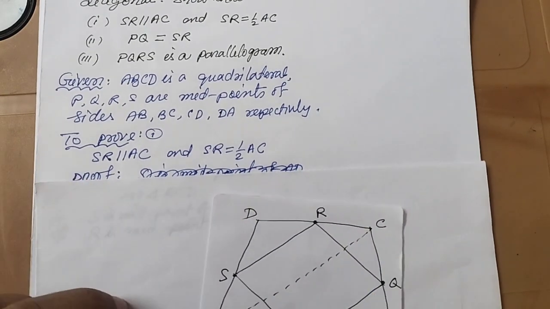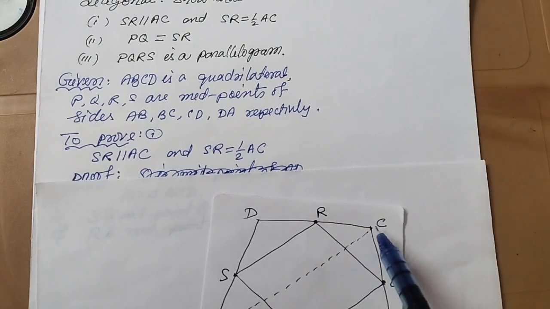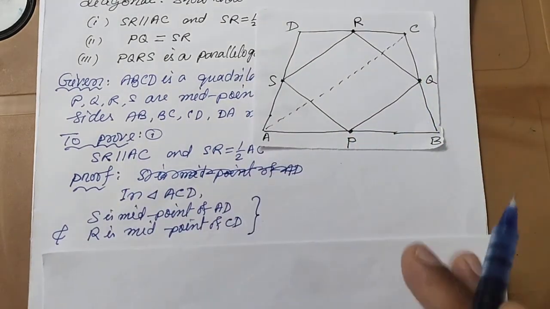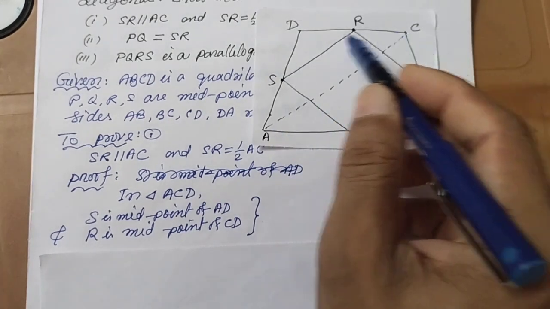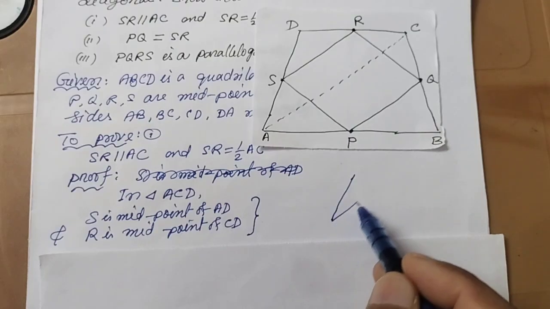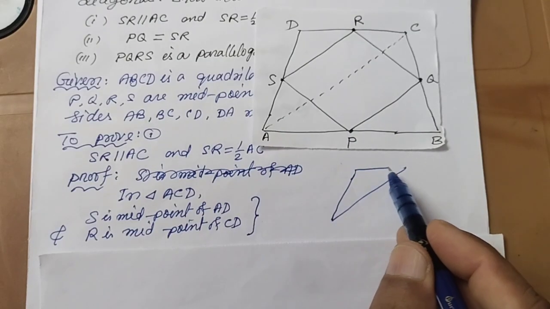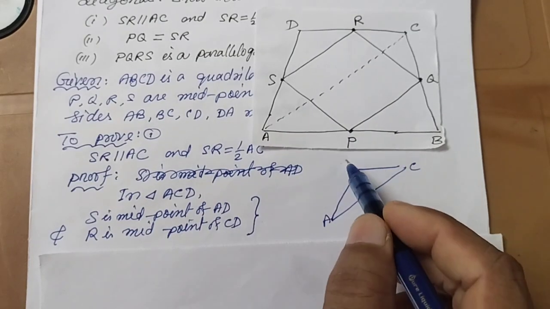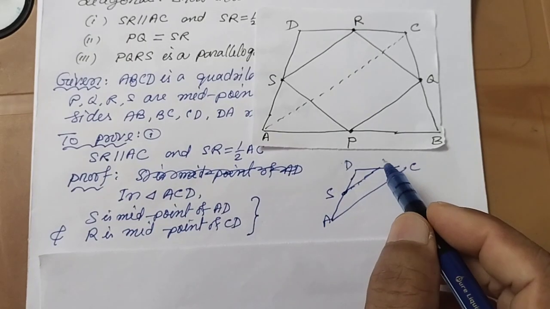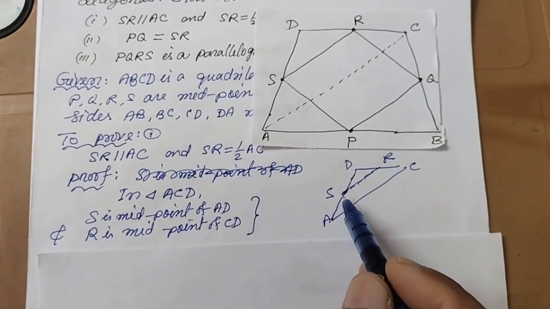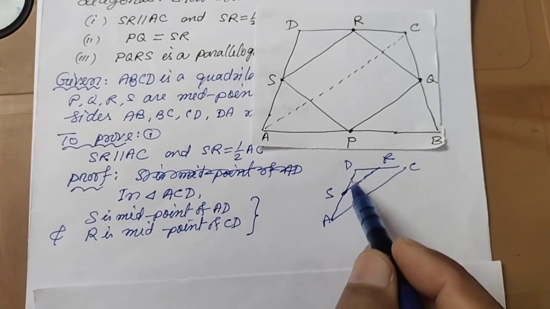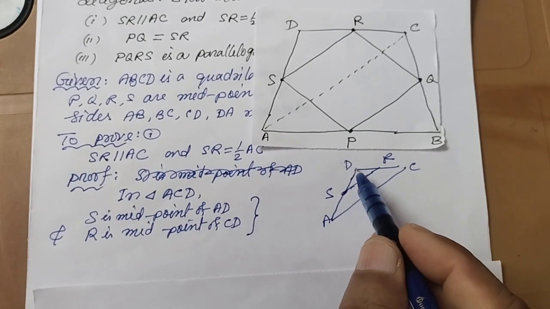Now we will take out triangle ACD. To make it easier, I'll draw it here separately. Triangle ACD, and the midpoints here: S is midpoint here, R is midpoint here. So in this triangle ACD, what do we have given? S is midpoint of AD and R is midpoint of CD.